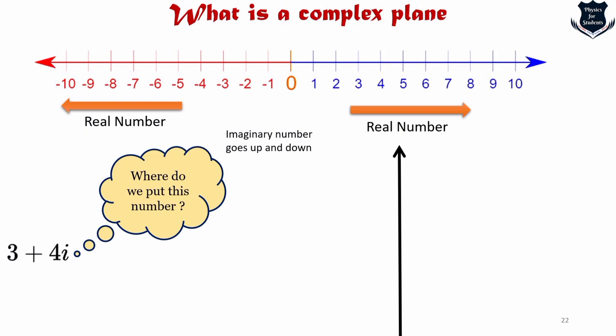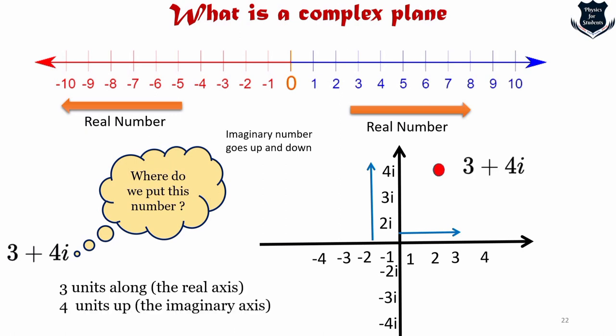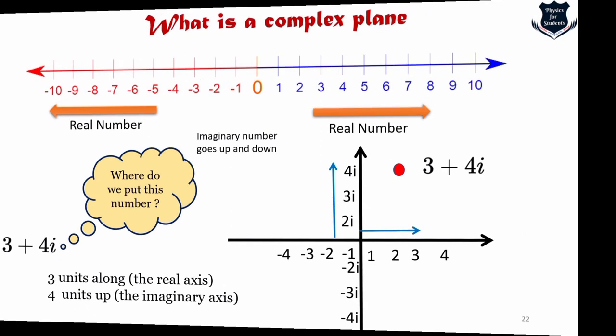So the imaginary number goes up and down. If we take a quadrant like this, we have to go in the right direction 3, because the 3 is the real part, and we go 4 steps upwards, that is 4i, and we locate the number over here. So 3 units along the x-axis, right direction, and 4 units up the imaginary axis. Why is this, again, we are learning, because in quantum physics, the type of equations that we will get, we can only imagine, and we can get them on a complex plane.